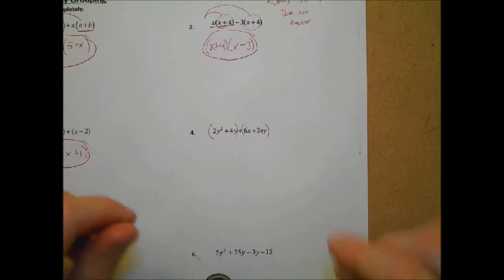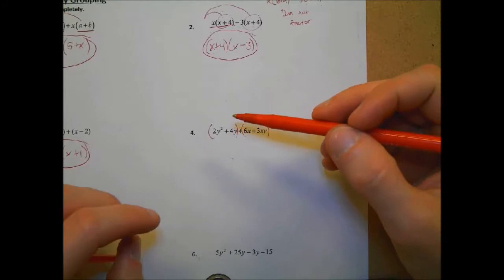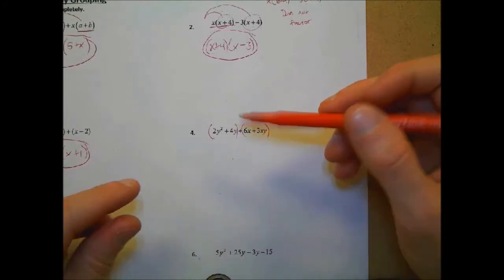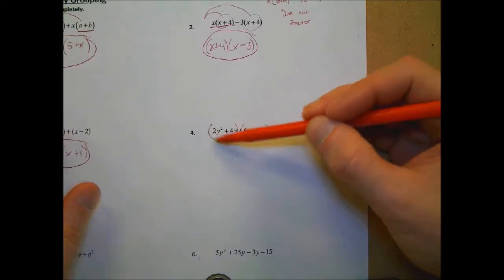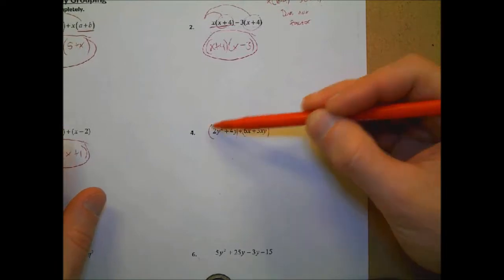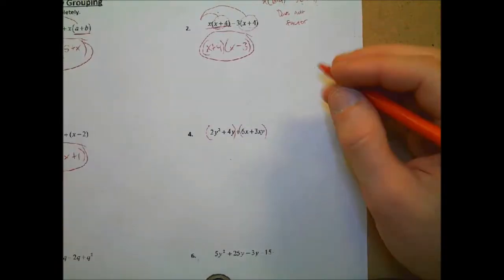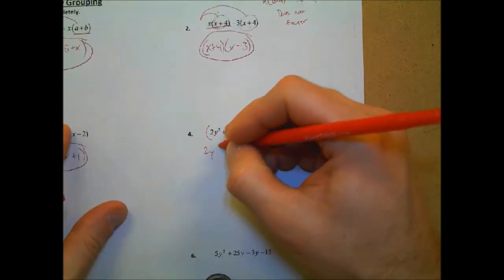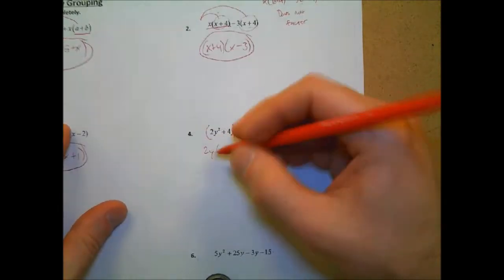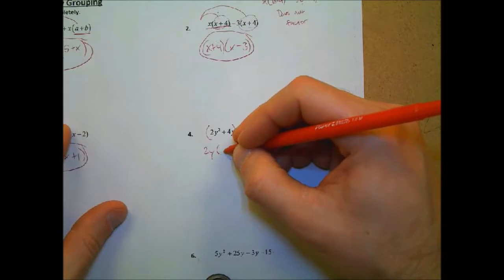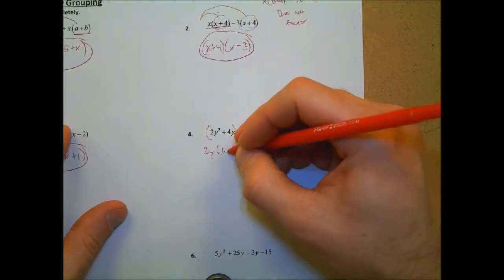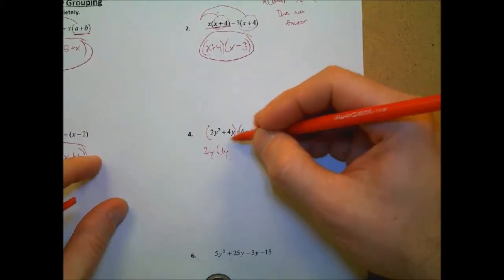Okay, so let's take a look here now. Let's go to Matt T. From this first group here, Matt, is there anything we can factor out? A 2 and a y. Very good. So you did it all at once. Perfect. If I take 2y out of 2y squared, what's going to be left behind? Just y. And if I take a 2y out of 4y, what's going to be left behind?